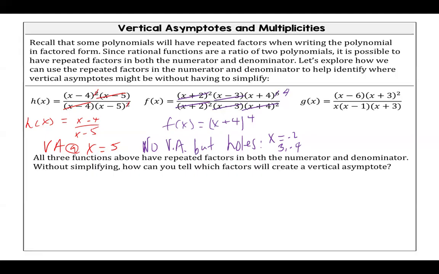And the factors that were eliminated were (x plus 2) squared, which means that this would have to be negative 2. X minus 3, which means that this would have to be positive 3. And x plus 4, which means that this would have to be negative 4. So only the factors in the denominator.